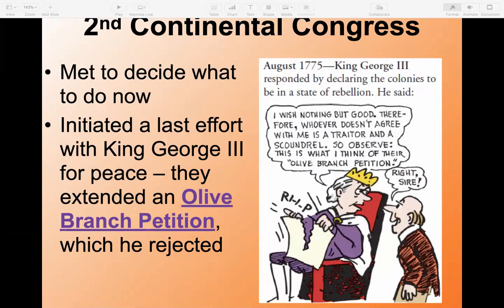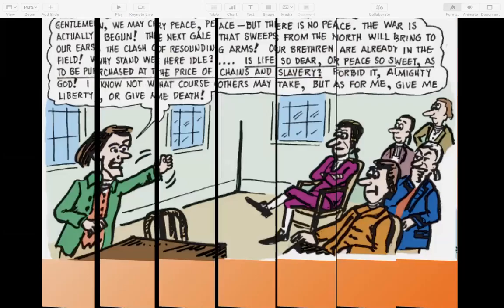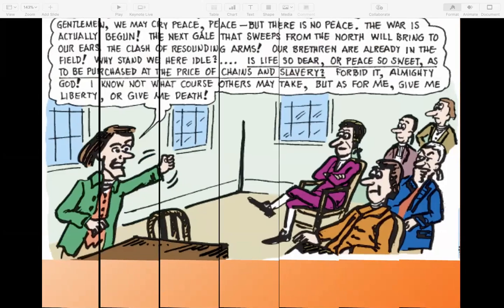Second Continental Congress met to decide what to do now. Initiated a last effort with King George III for peace. They extended the Olive Branch petition, which he rejected. Patrick Henry was a passionate orator from Virginia, famous for his immortal words of "Give me liberty or give me death." And we have another picture here of Continental Congress too.